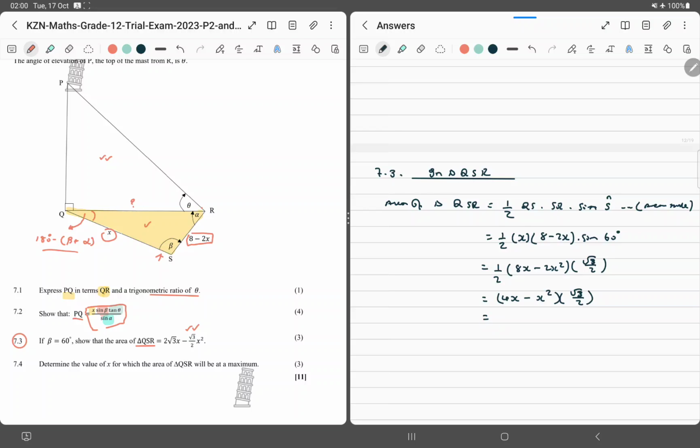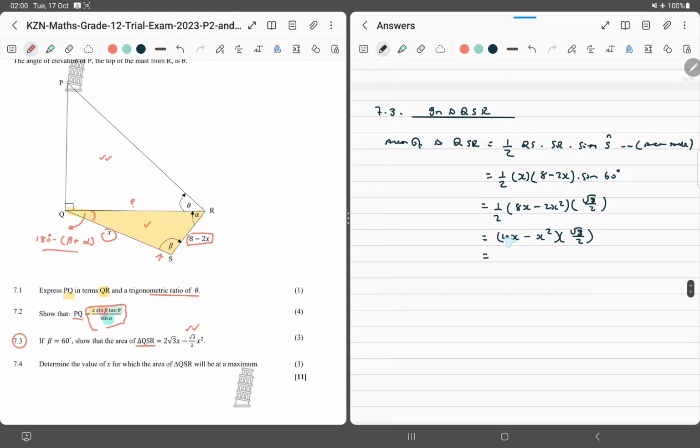Okay, I don't know why I'm just suffering here, but I'm just suffering anyway. So when you distribute that again, we get root 3. 4 divided by 2 is 2, so it's going to be 2 root 3 times x, minus, then this one is basically root 3 over 2 and then x squared.